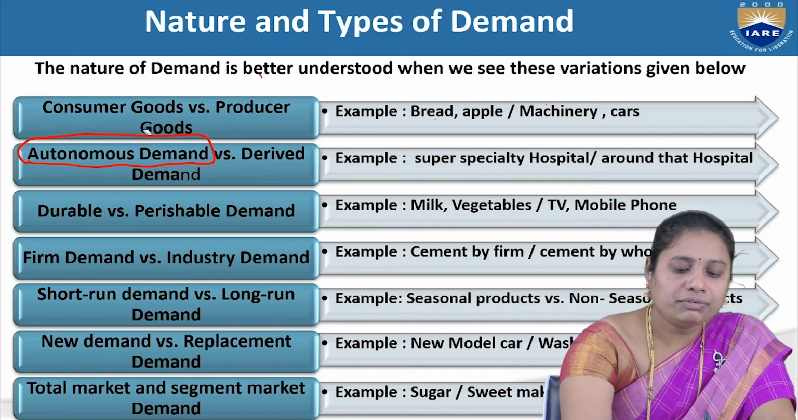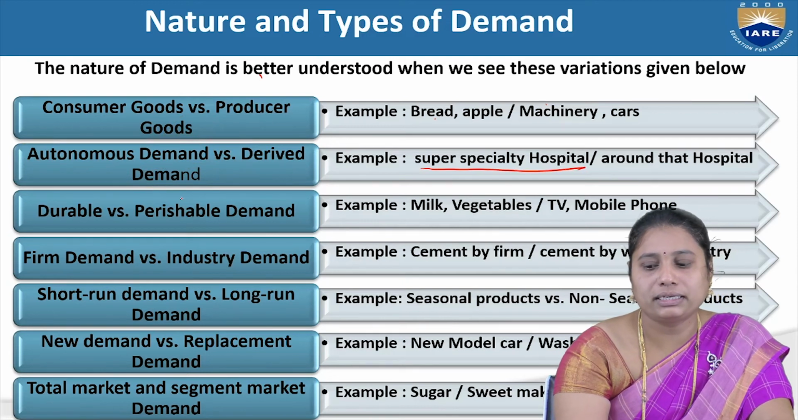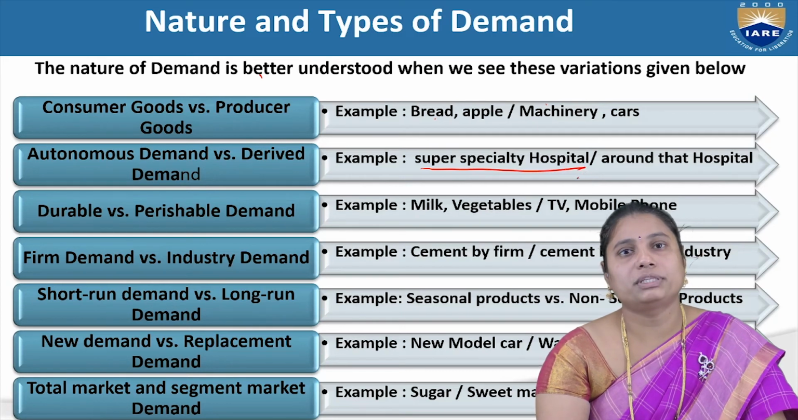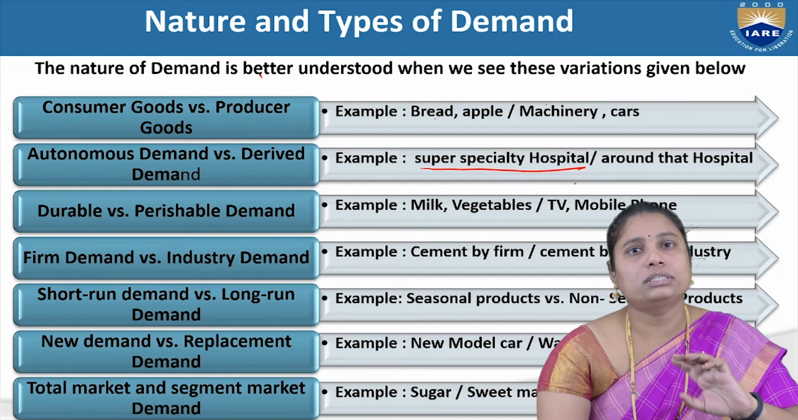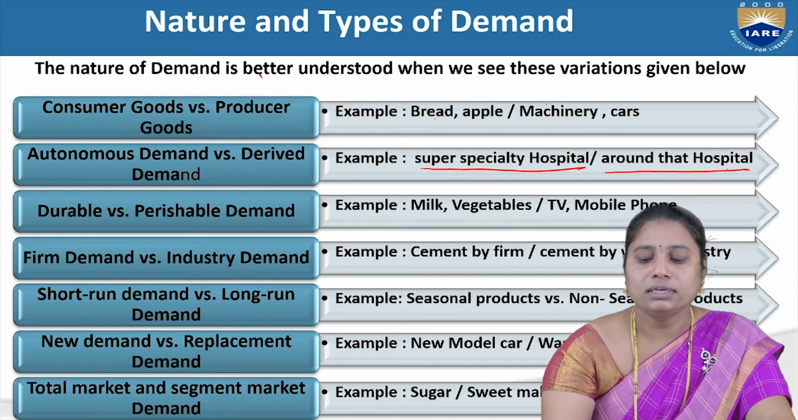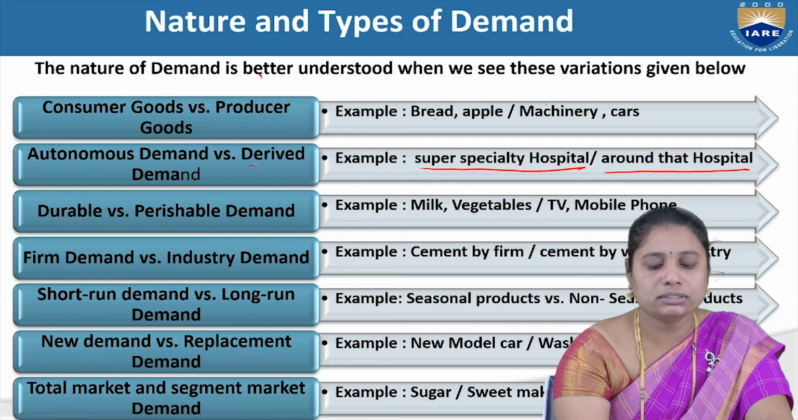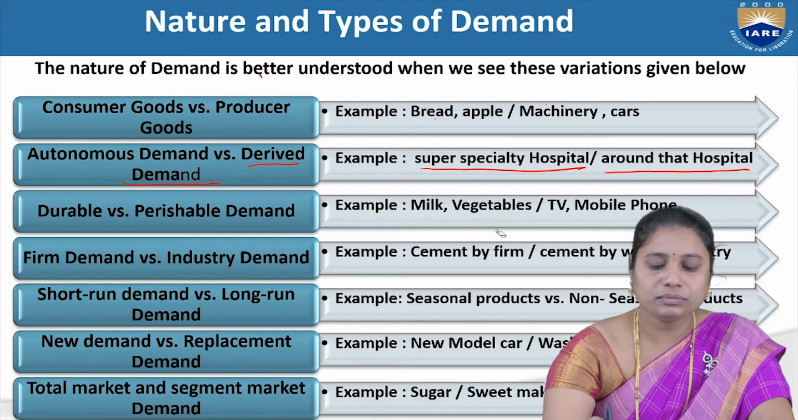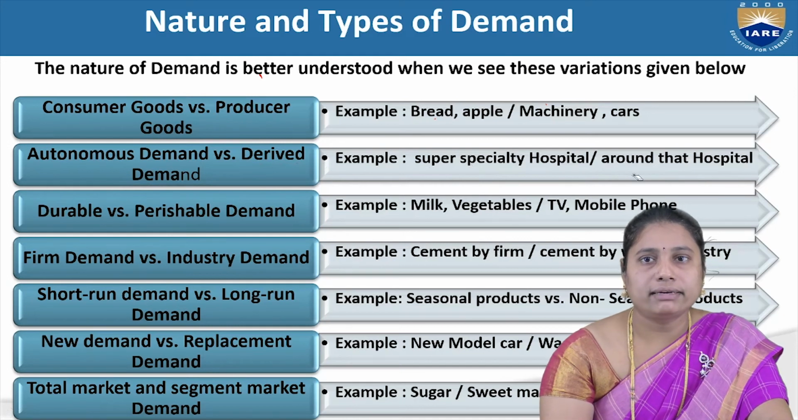Even if we take the example of a super specialty hospital, it has autonomous demand, but in and around the super specialty hospital there may be a coconut shop, a medical shop, and other shops or hotels established. Whatever shops are there around it have demand only because of this super specialty hospital. So that demand is called derived demand. That is autonomous demand and derived demand.